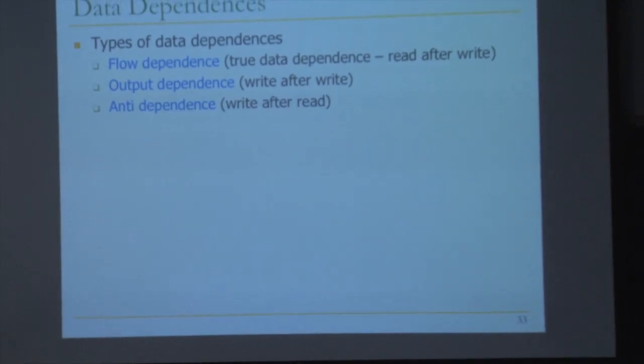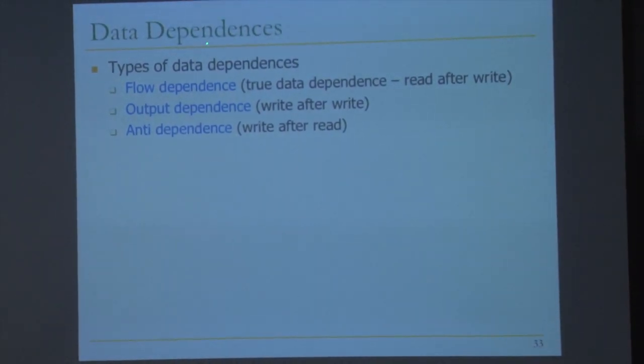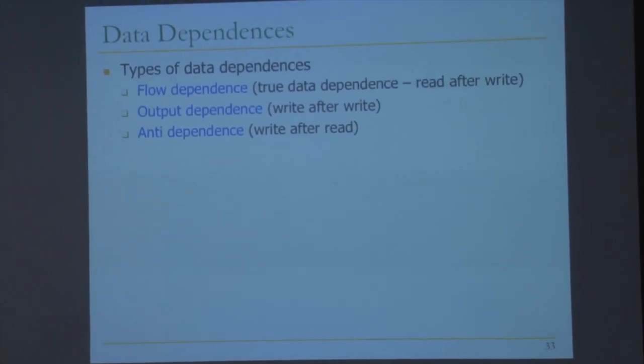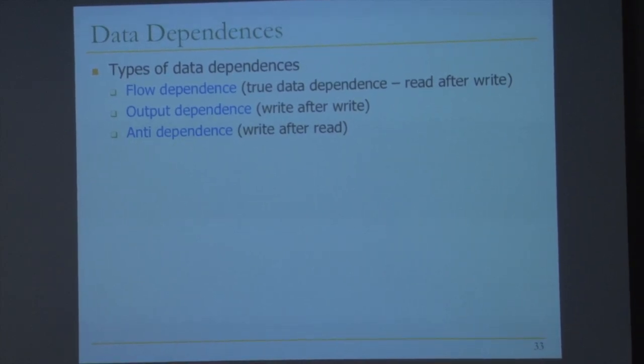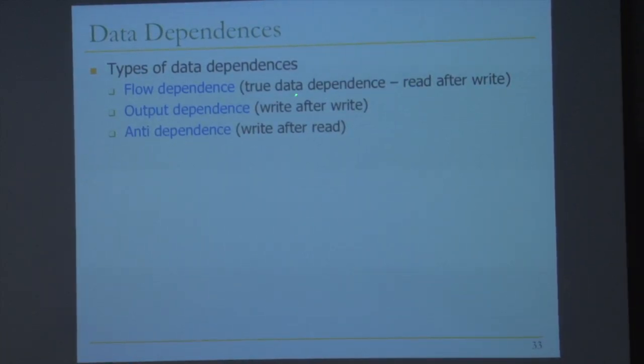Let's move on to more program-related dependencies. There are 3 types of data dependencies, and there's only one true one, which is the flow dependence. This is true data dependence. You have a read to a register or a location after a write happens to that register. There's output dependence. I'll show you examples of this. This is write after write to the same register. And anti-dependence, which is write after read to the same register. You have a read register 2, and then you have a write to register 2.